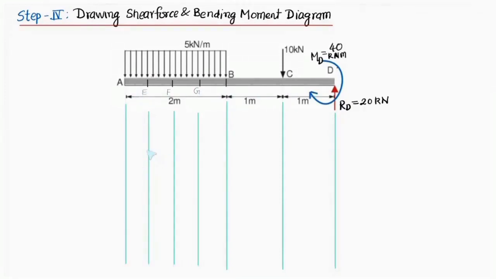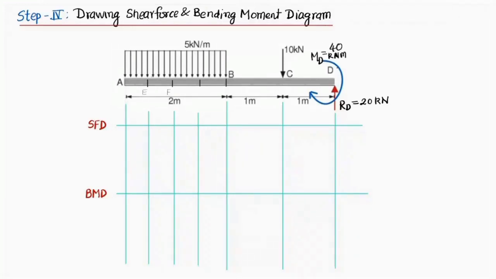Now I'm going to draw a horizontal line. This horizontal line represents the shear forces, so I'll call it the shear force diagram. And this horizontal line represents the bending moment, so I'll call it the bending moment diagram. As you can see here, these vertical lines represent the various points on the beam, while these horizontal lines represent the shear forces and bending moment. We'll plot one by one. Let's say first we'll plot the shear force diagram.